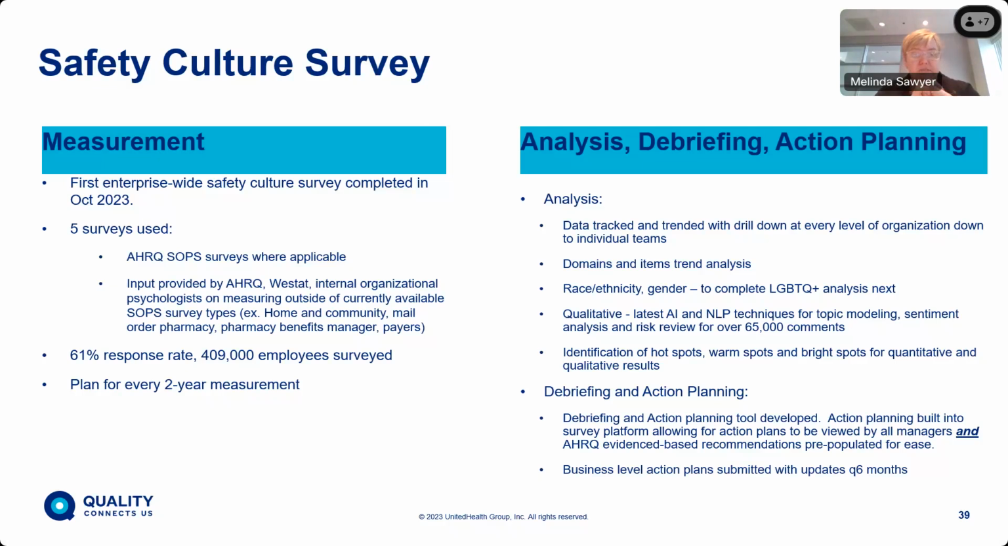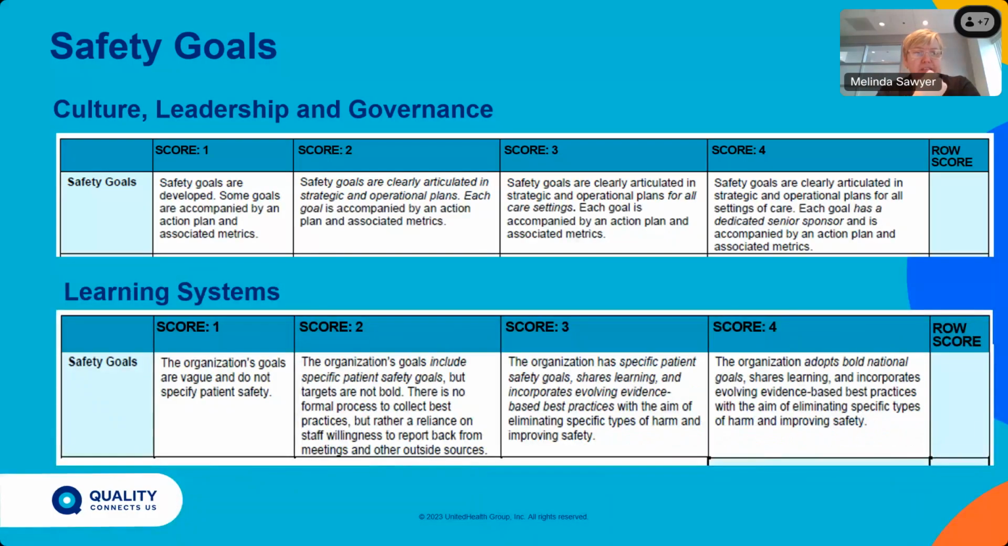We have 26,000 managers. And what we did, because we didn't want the 26,000 managers going out to have to look up evidence-based interventions to improve measures, so we incorporated AHRQ's evidence-based recommendations into their pre-populated action plan. So they could opt out of it, but if they wanted to look at the evidence-based interventions, that came in with them already. And then we have business level action plans submitted every 6 months on safety culture work. Next slide. I know we only have a few minutes.